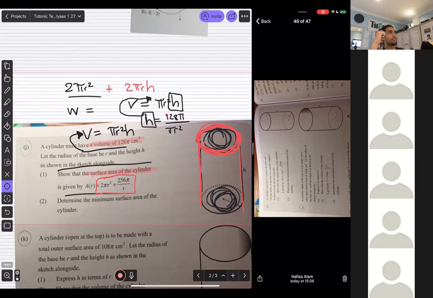Nafisa? Yes. No, somebody said no. Oh, okay. So what's 2 times 128? 256. So this is what you've got here, and then r over r squared is r. So do you guys see how they got this?